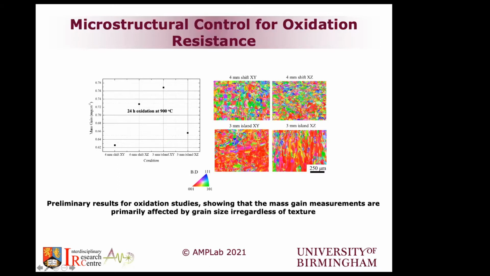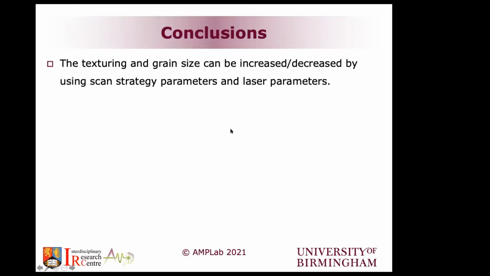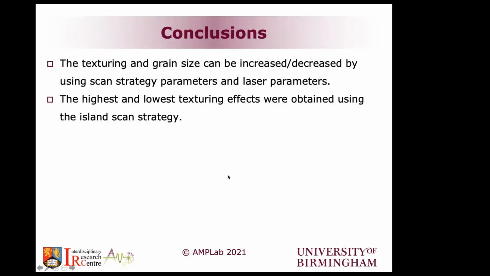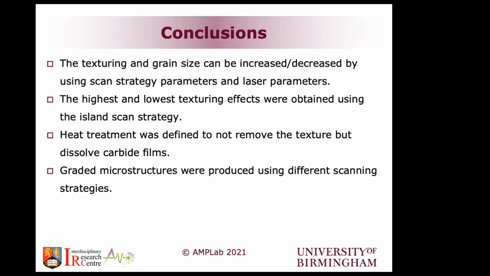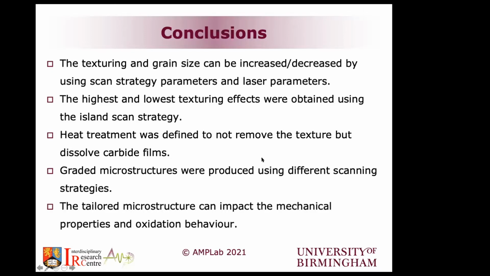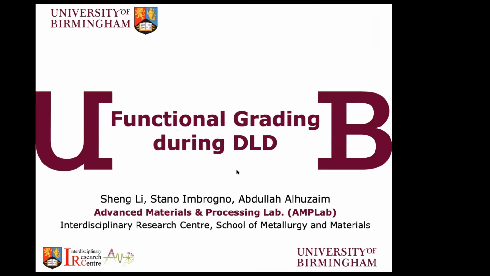So in conclusions, the texture and grain size can be increased or decreased by using the scan strategy and laser parameters. You can see that the island scan strategy was probably the most effective way of controlling the texture and controlling the grain size. Heat treatment was defined so that we can retain the microstructure, retain the grain structure, grain specifically, not other features. And the graded microstructures were developed, and we tried to show how they might be used in improving or impacting the mechanical behavior and the oxidation behavior. So that's the first case study. We'll move now into the second one, which is functional grading during DLD.